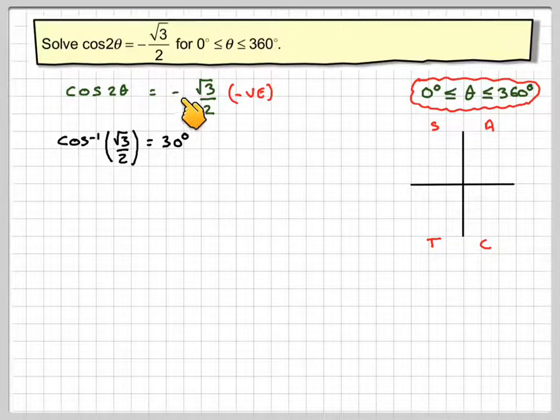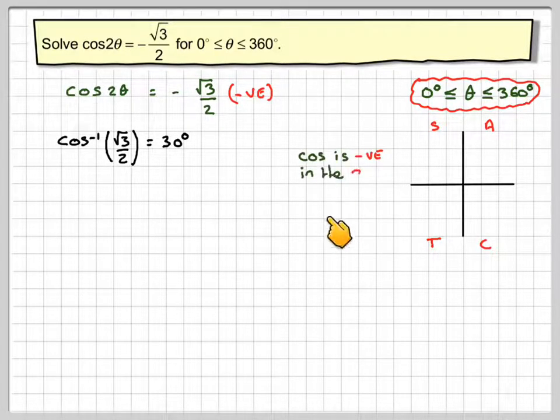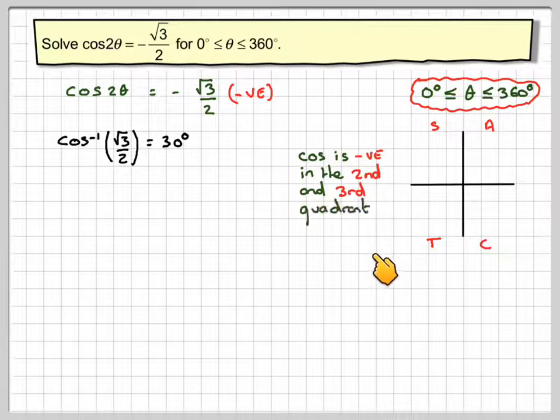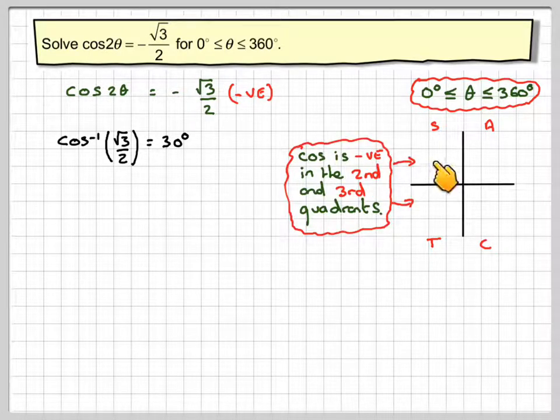Now, this is where we're going to deal with the negative. Here, this is negative. And we ask ourselves, in which quadrant is cos negative? Well, cos is negative in the second and the third quadrants. In these two quadrants, cos is negative. So in those two quadrants, we draw our angle of 30 degrees with the horizontal axis.